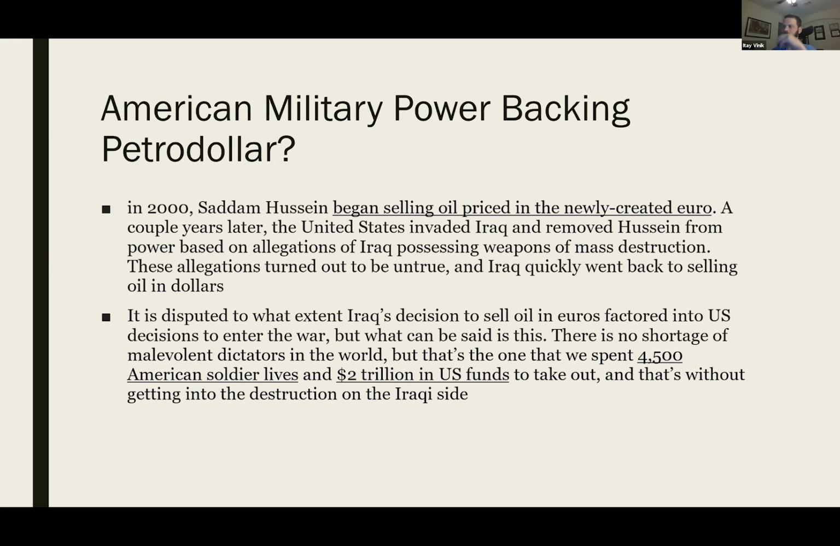It's disputed to what extent that decision factored into the US decision to enter the war. But just think about it. There's a lot of dictators out there, and all of them sell their oil and commodities in US dollars. Saddam Hussein was the only small country dictator that decided not to.